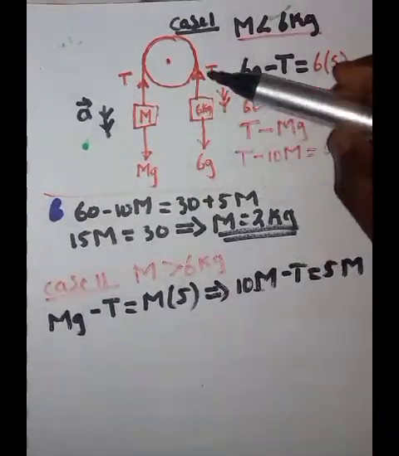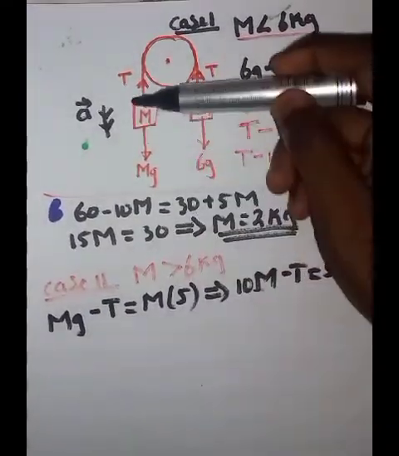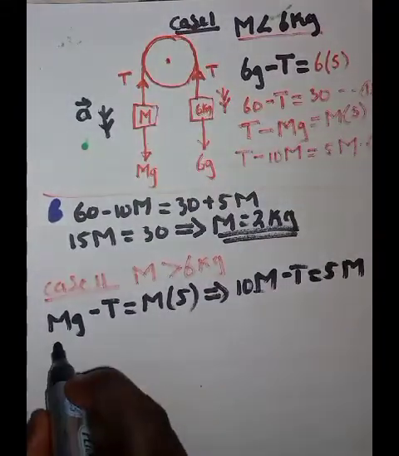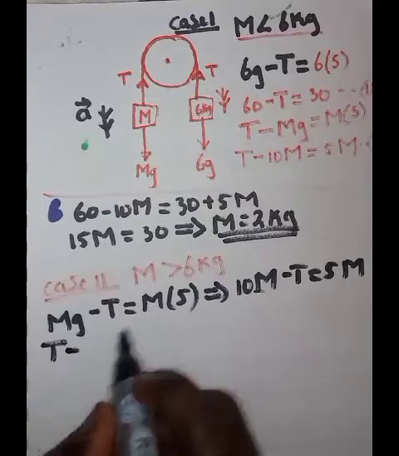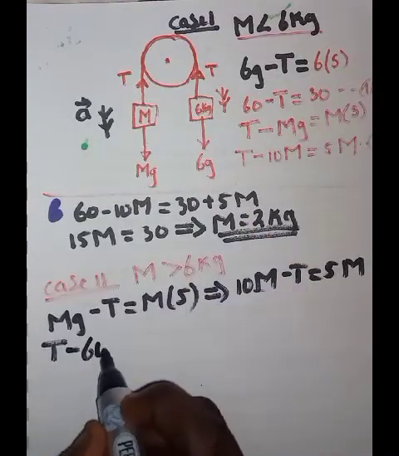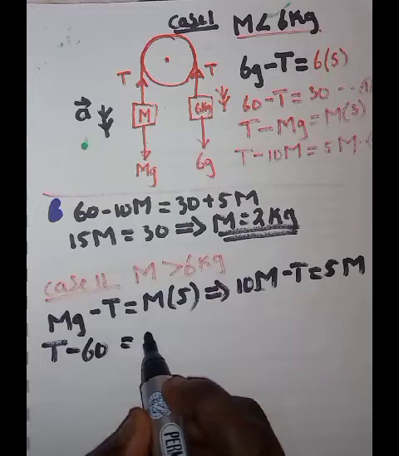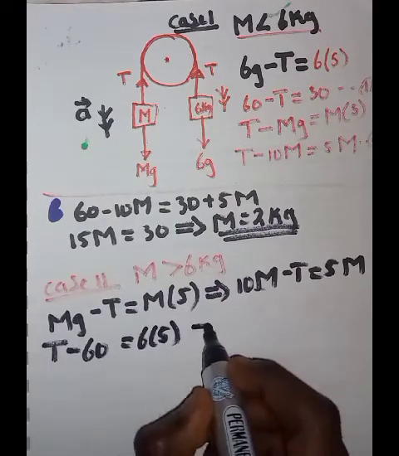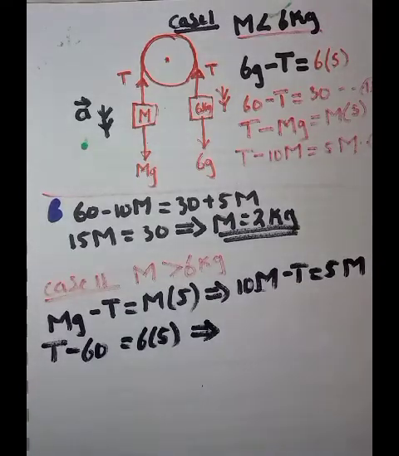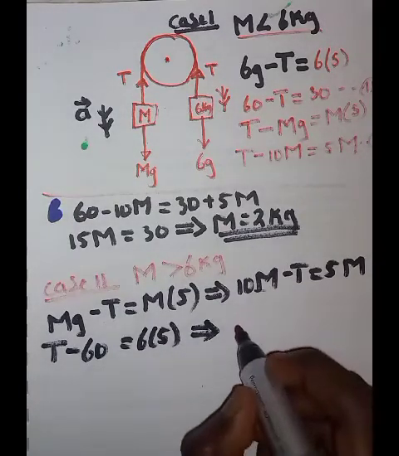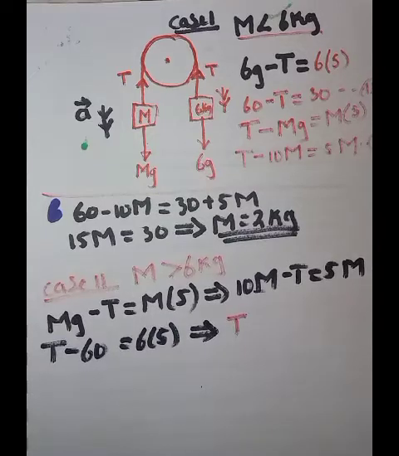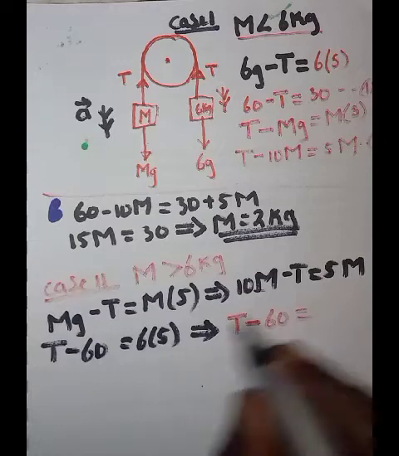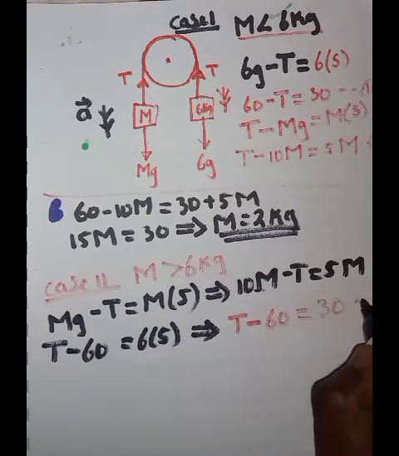Then for the 6 kilogram mass, if this accelerates like this, that means this 6 kilogram mass accelerates upward. So I'm going to have T minus mg, which is 60, that has to give us ma. That's 6 times the acceleration, which is 5. So I have T minus 60 equals 6 times 5, which is 30. So this is my equation 2.